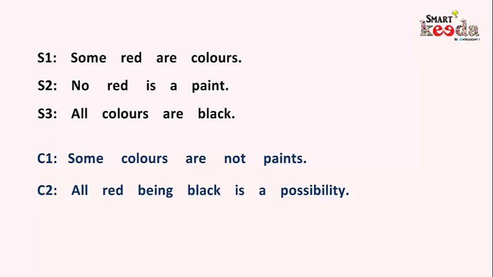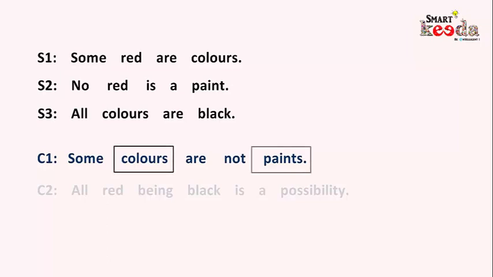So let's take the first conclusion, which is some colors are not paints. Here we need to derive a relationship between the classes of colors and paints, which in statements are here and here respectively. And the middle term connecting these two classes is red, here.